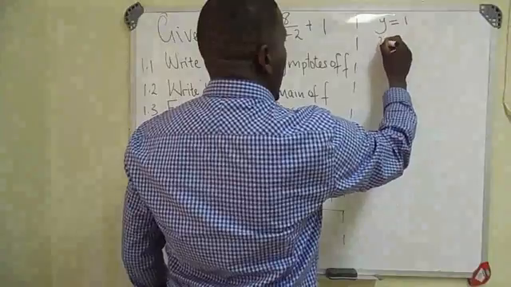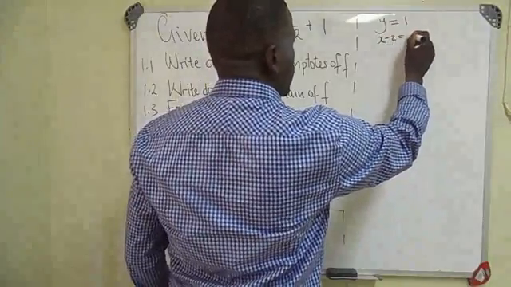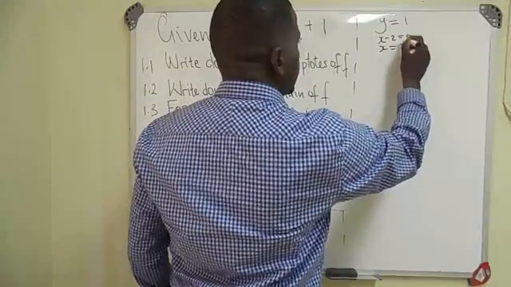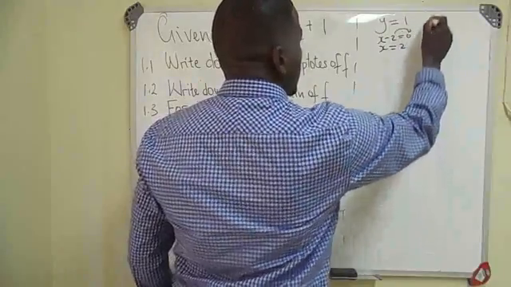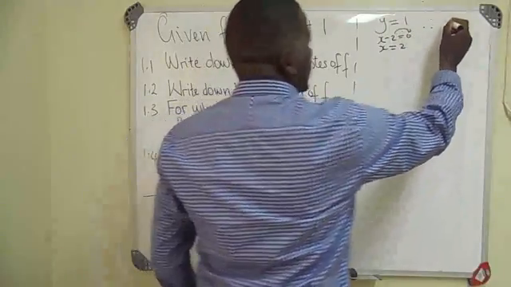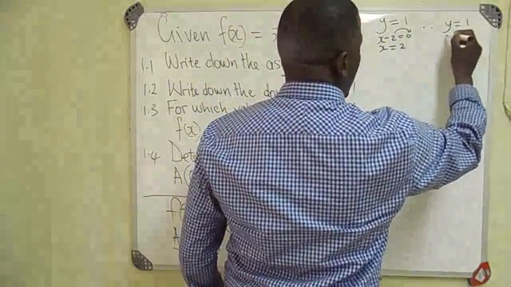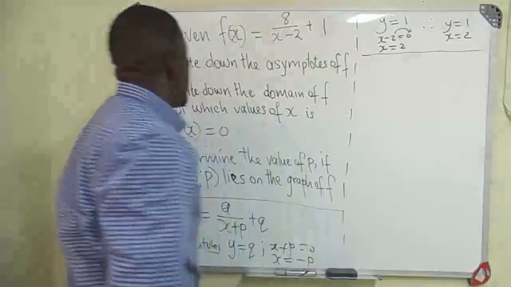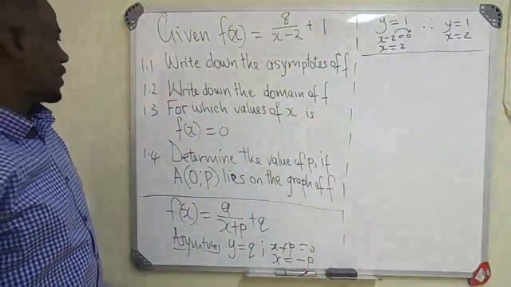And then our x minus 2 equals to 0. So x is equals to 2. You take this one the side. Therefore, our asymptotes are y is equals to 1, x is equals to 2. Now we go to the next question.